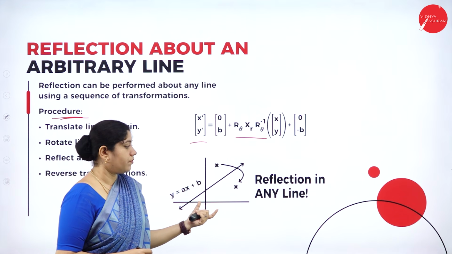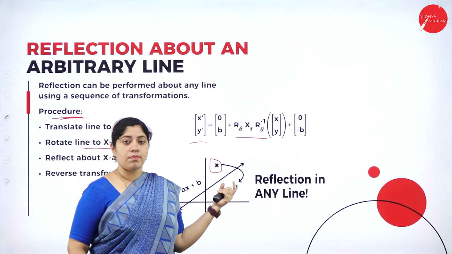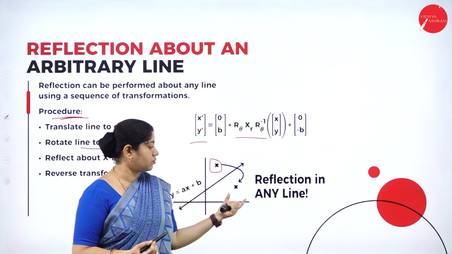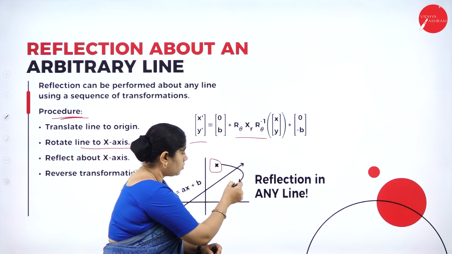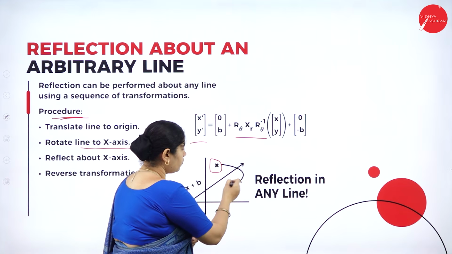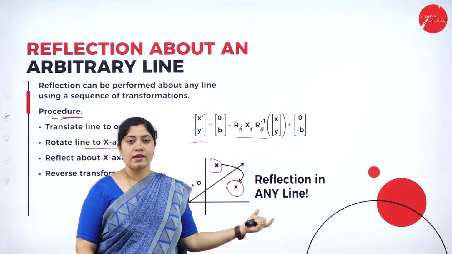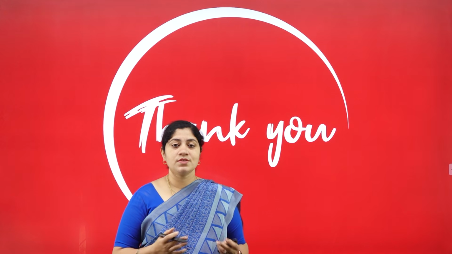Now let's see a figure. Over here, this is the original image, and through the reflection along the x-axis, we are getting the reflection of that image over here. We can observe that reflection in any line can be obtained by following this process. So this was with respect to today's session. Thank you.